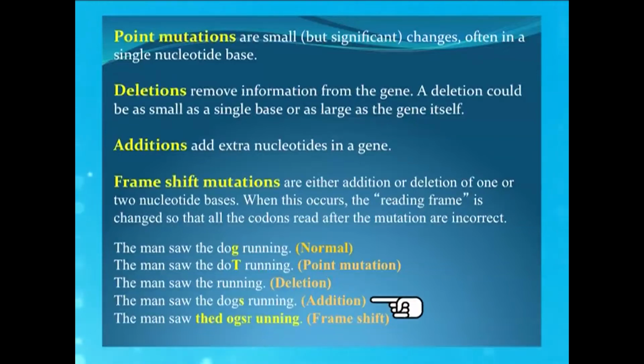Now, in the next sentence, if a letter S is added into the word dog, then also the sentence becomes "the man saw the dogs running." This also causes a change in the meaning of the sentence. And this is an example of addition. In the last sentence also, if the letter D is removed from the word dog and it is inserted in the previous word the, then also the reading frame is getting changed. This is an example of frame shift mutation.